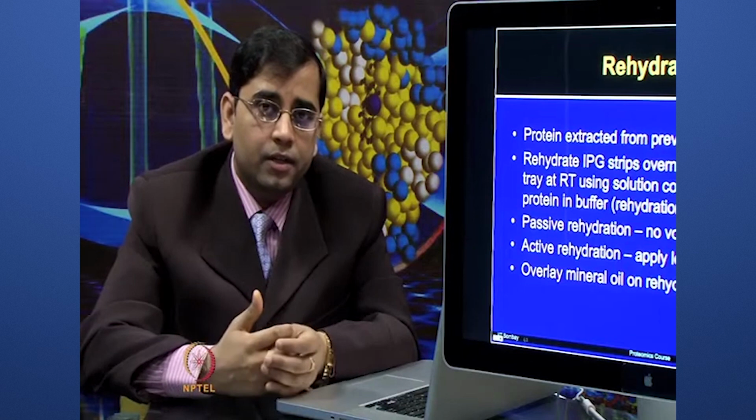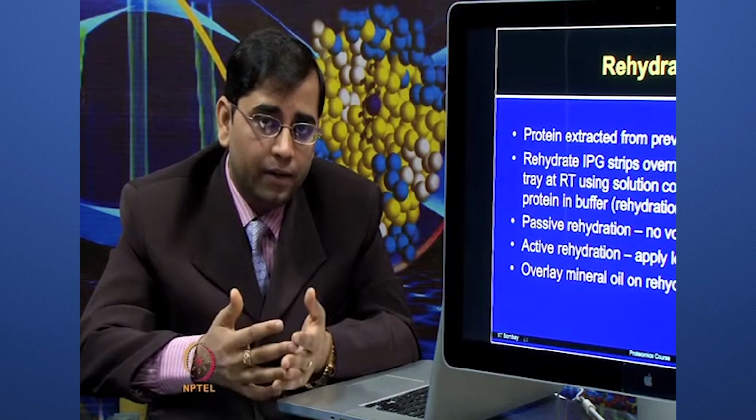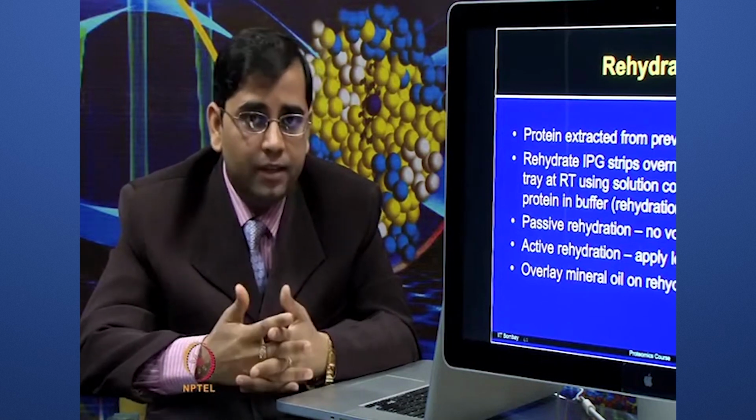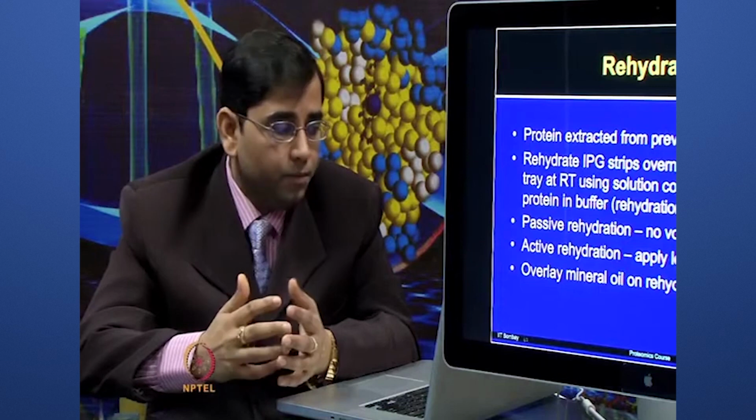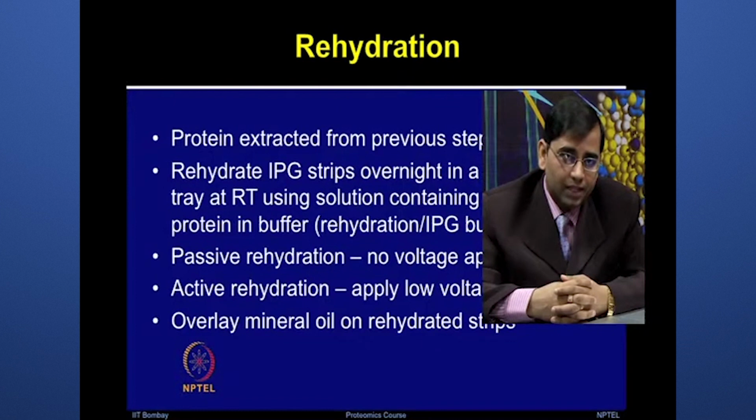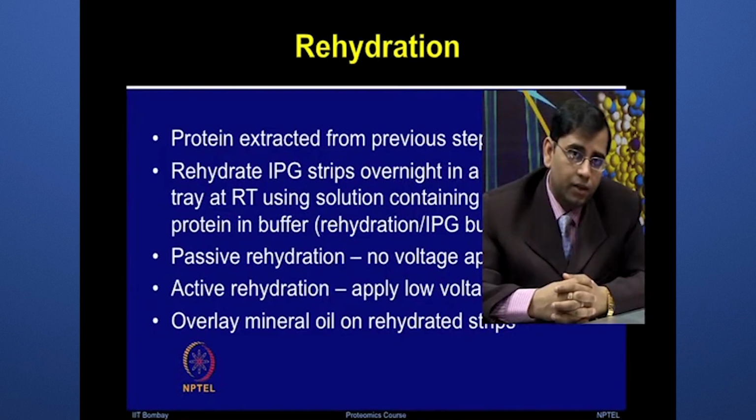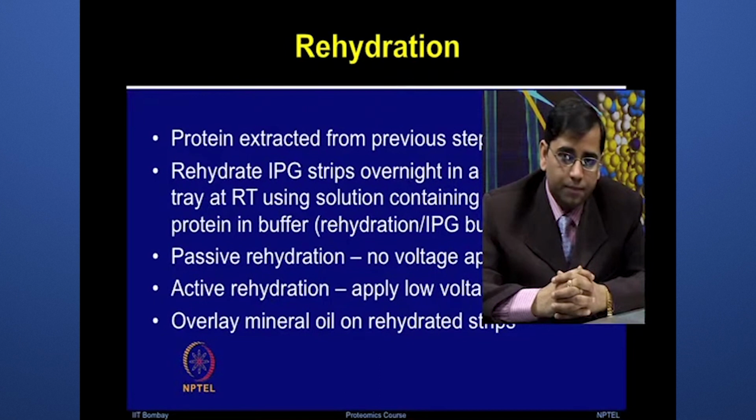So, rehydration is one of the important steps before applying the electric field in the IEF process. As you have seen in the previous animation, to rehydrate the IPG strip, you can apply the protein solution on the IPG strips, and different methods can be used for this: passive rehydration, where no voltage is applied, or active rehydration, where you apply the protein sample and a very low voltage is applied to resolve the proteins.